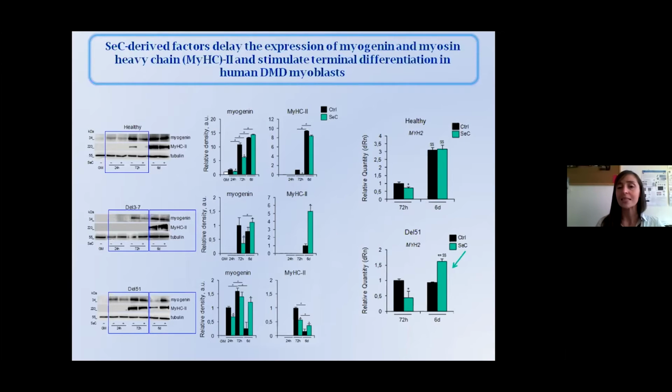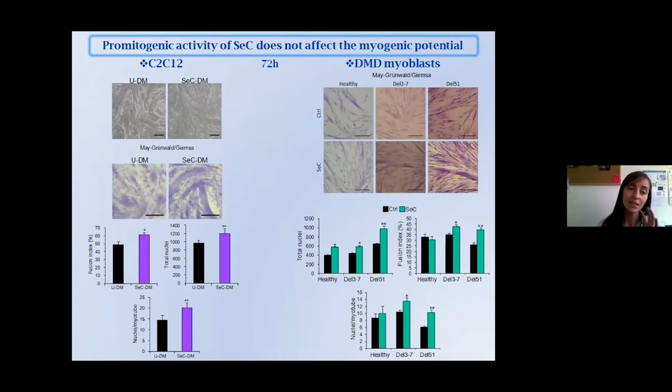The first part of the results suggests that Sertoli cells or Sertoli cell-derived factors exert a promyogenic activity, but this promyogenic activity of Sertoli cells does not alter the myogenic potential. Indeed, we observe that in both murine C2C12 and human dystrophic myoblasts, at 72 hours of differentiation, in presence of Sertoli cells, we have an increment of the number of cells, but this increment was accompanied by an increment of the fusion index and of the number of nuclei inside each myotube. So, the promyogenic activity of Sertoli cells does not impair the formation of myotubes.